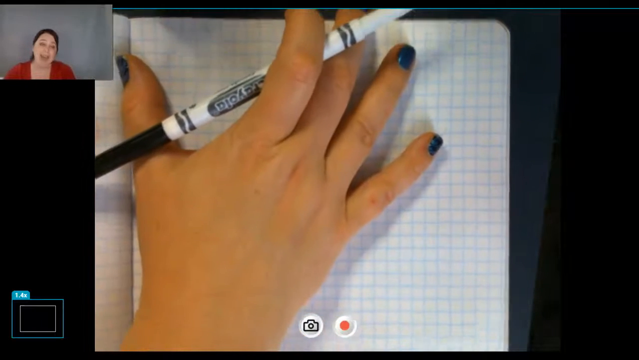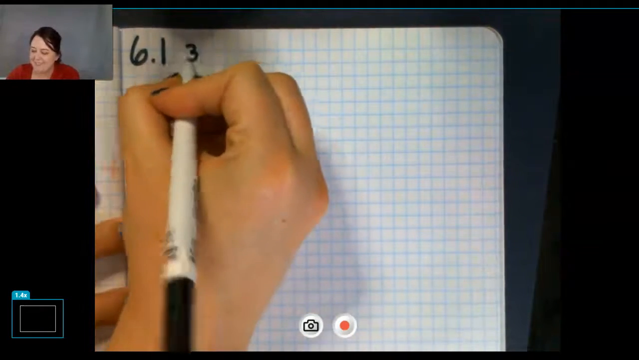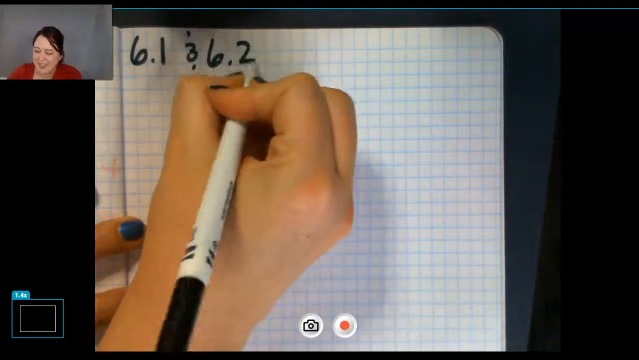Today is the day we are finally going to start adding and subtracting fractions. You're going to take all the information that you've been learning throughout this entire unit so far and start to apply it to adding and subtracting fractions with unlike denominators. So today we're doing 6.1 and 6.2.